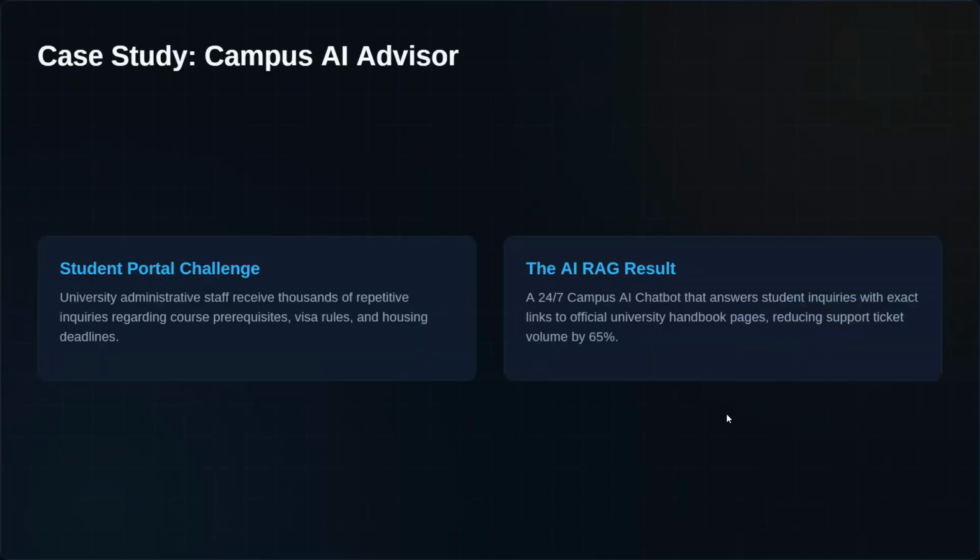One more case study. A major university receives thousands of repetitive student inquiries every semester regarding course housing deadlines and international visa complaints. Administrative staff are completely overwhelmed. What AWS architecture do you deploy here?